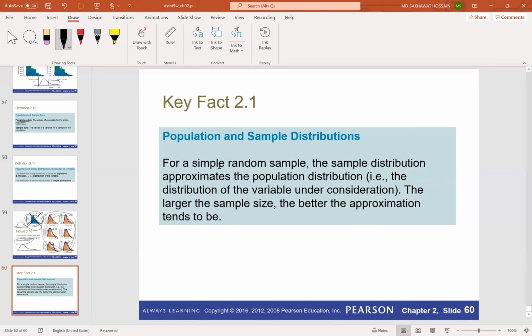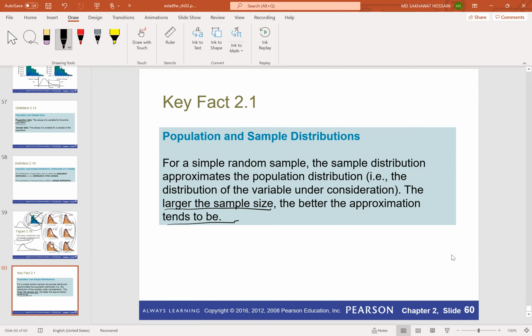Okay, so for a simple random sample, the sample distribution approximates the population distribution, that is, the distribution of the variable under consideration. The larger the sample size, the better the approximation tends to be. So if your sample size is very large, then it will represent the population better.